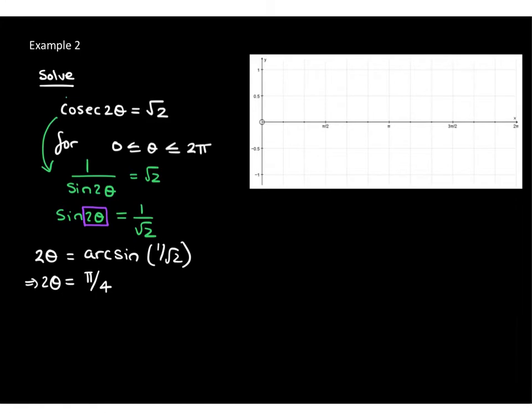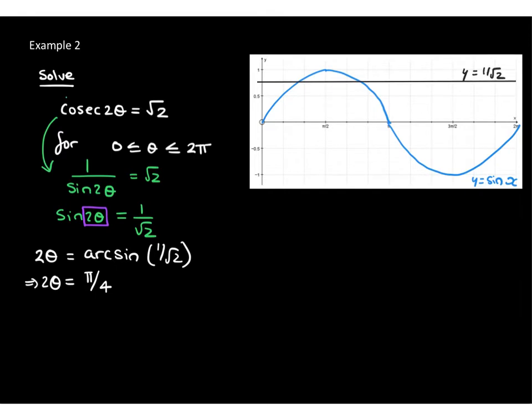So again, I'm going to use the sine graph to find my answers, so I will sketch this. Here's the graph of y equals sine x, a quick sketch in blue, and 1 over root 2 is a positive value. It's about 0.7-ish, so I'll draw a horizontal line here to help me find my values of 2 theta. So there is y equals 1 over root 2, and instantly we can see an intersection here and an intersection here.